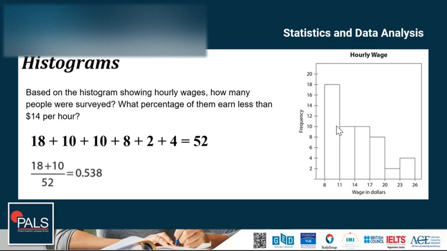Next is to find the percentage that earned less than $14 an hour. You need to add the frequencies of the bars that cover the range of values, the part, and divide by 52, the whole. So we have 18 plus 10 divided by 52 is equal to 0.538. So 53.8% of those surveyed earn less than $14 an hour.